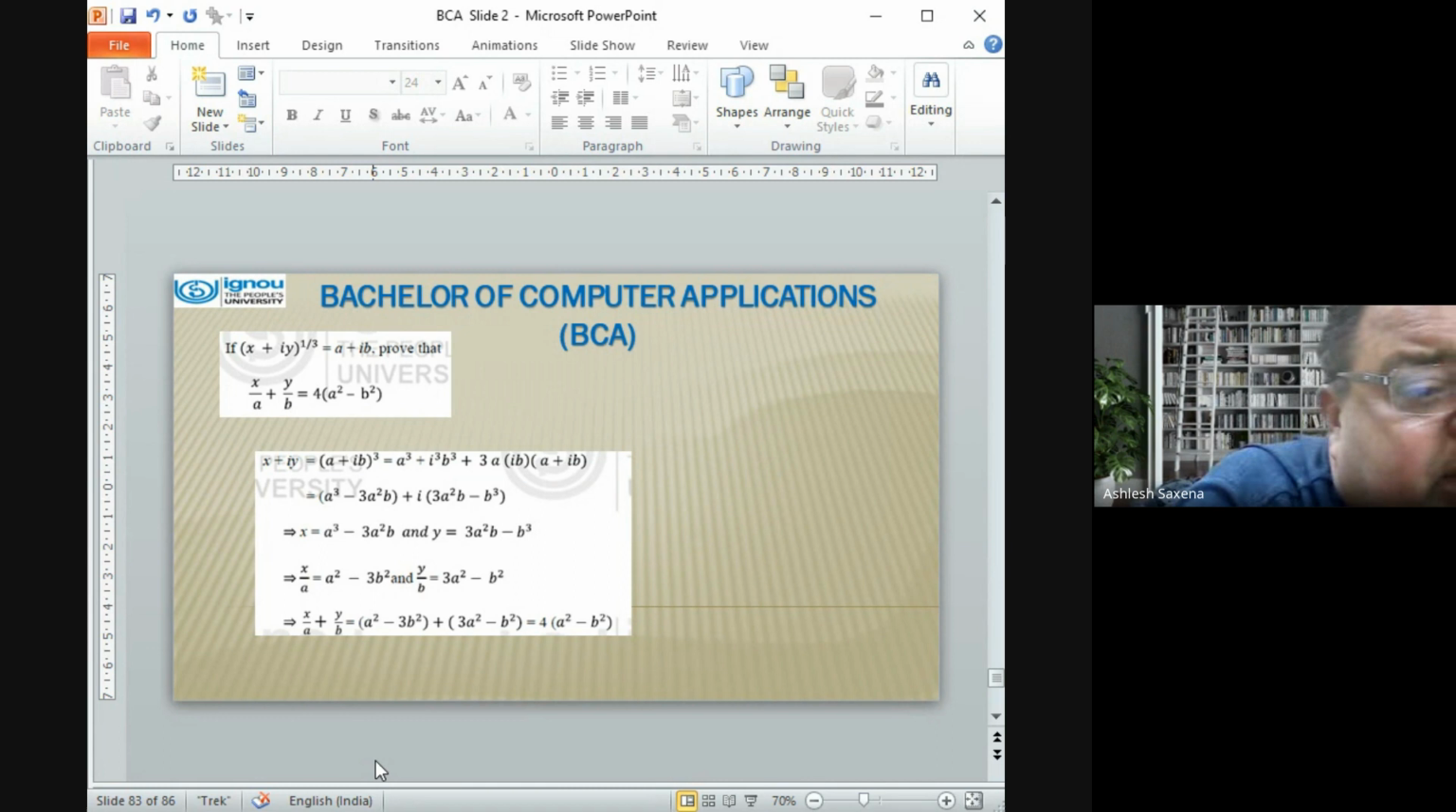Okay. So in that case, what we will be doing? We will be opening (a plus ib) power 3. That is a cube plus b cube plus 3ab into (a plus b). This is what has been done. You have a formula: (a plus b) whole cube is equal to a cube plus b cube plus 3ab into (a plus b). This is what has been done.